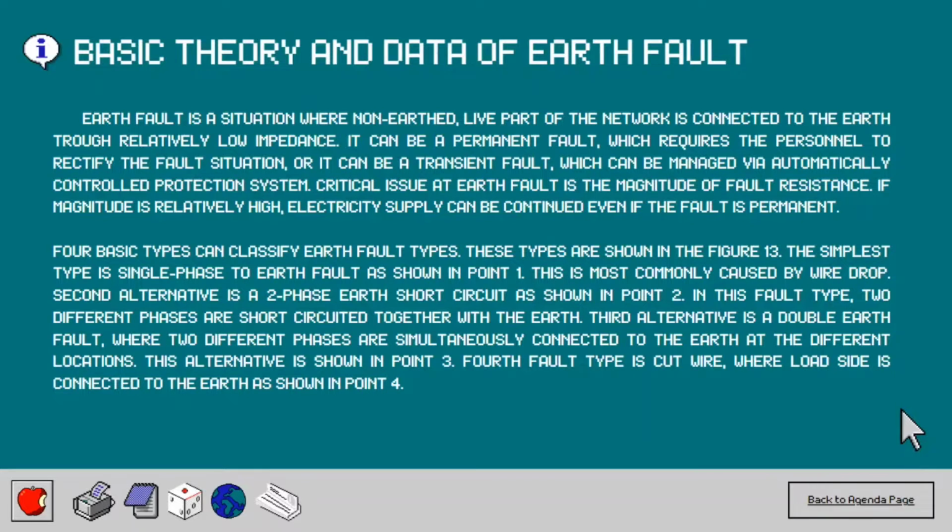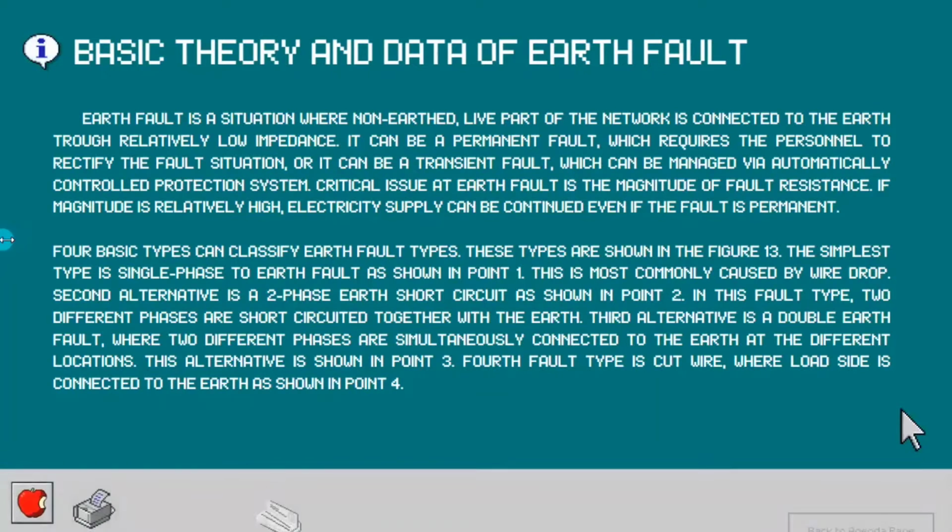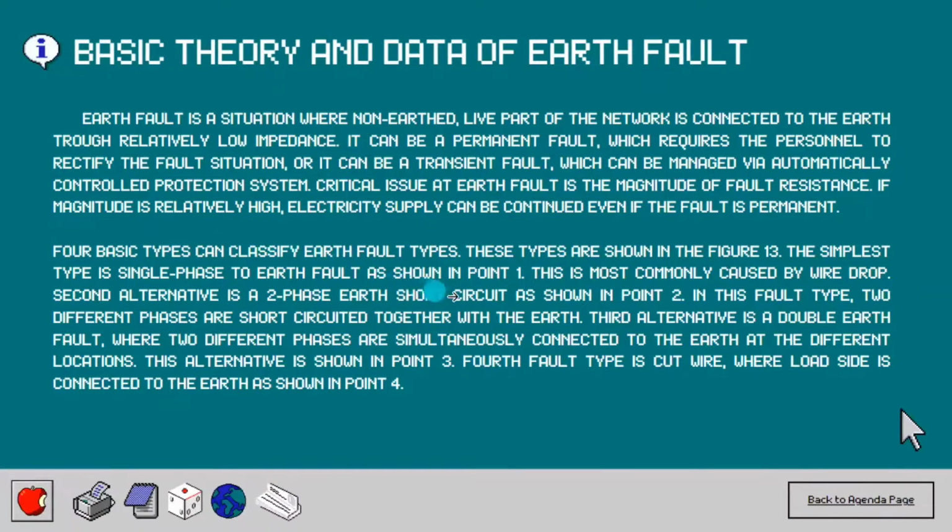Four basic types can classify earth fault type. These types are shown in the figure. The simplest type is a single-phase to earth fault, as shown in point 1. So this is the single earth fault, and this is the figure of it. It is most commonly caused by a wire drop.